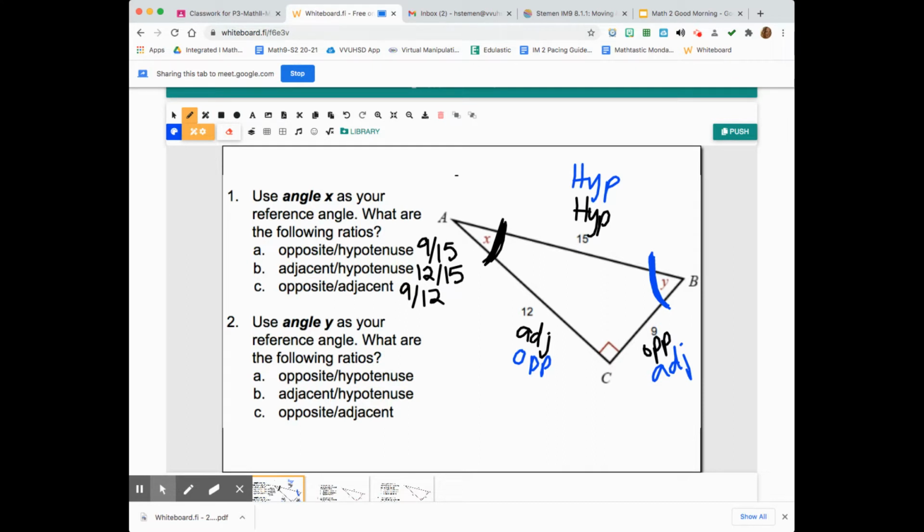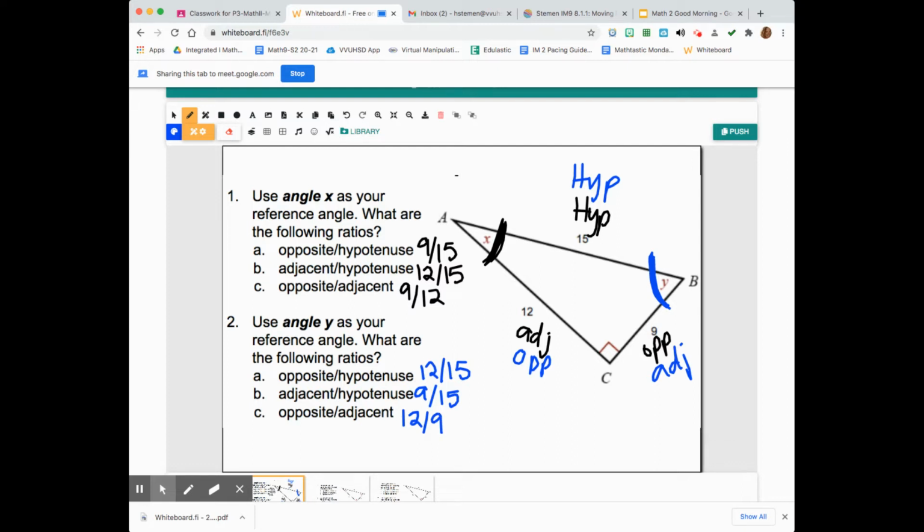So 2a is opposite over hypotenuse. This time my opposite side is 12. So for 2a, I'm going to have 12 over 15. For 2b, my adjacent side is 9. So I'll have 9 over 15 for 2b. And then for 2c, opposite over adjacent has switched, so I'll have 12 over 9.